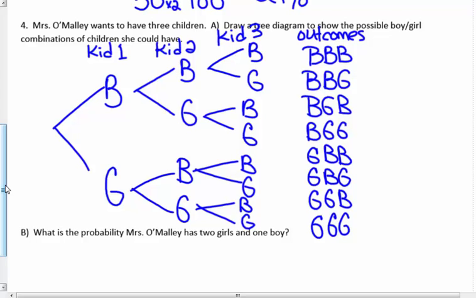So I'm going to let you answer part B on your own. What is the probability of Mrs. O'Malley has 2 girls and 1 boy? You can answer that now on your own. Let's go to question 5.